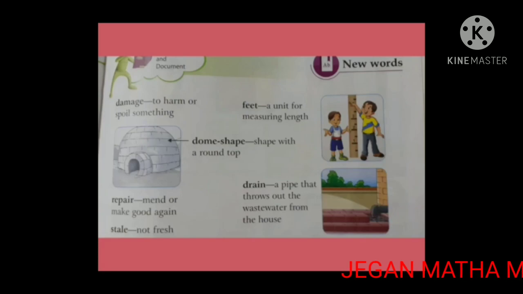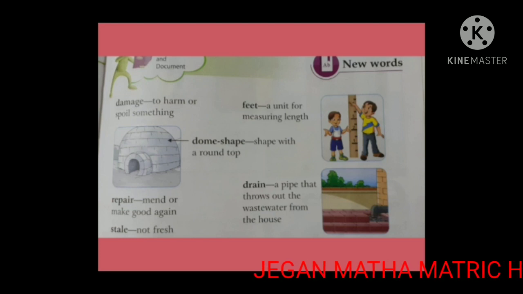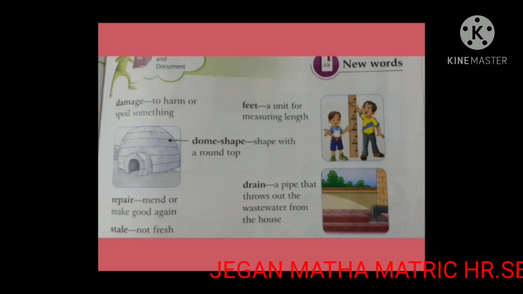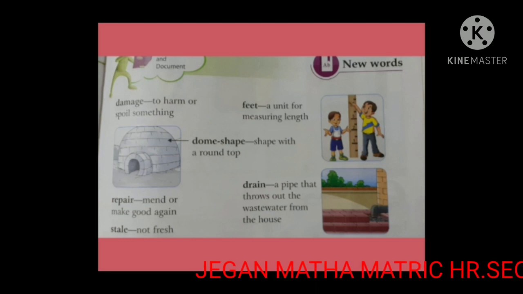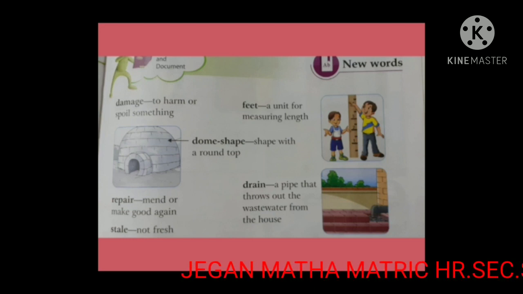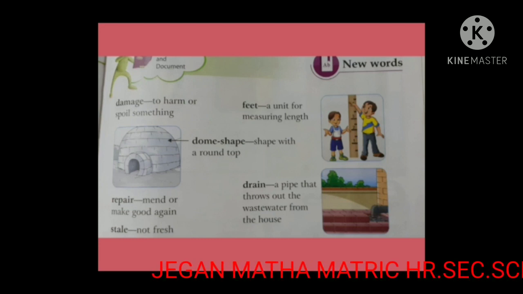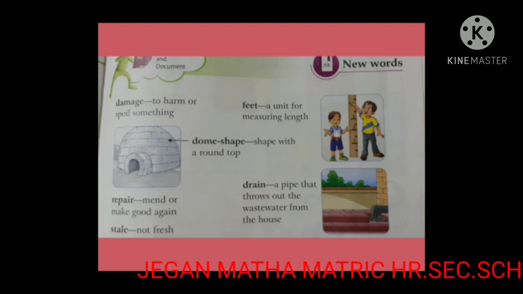Children, let us learn new words from this lesson. Damage: to harm or spoil something. Feet: a unit for measuring length. Dome shape: shape with a round top. Repair: mend or make good again. Stale: not fresh. Drain: a pipe that throws out the wastewater from the house.